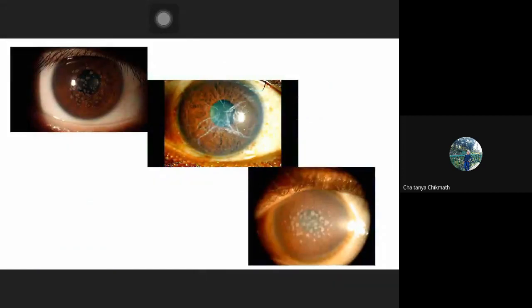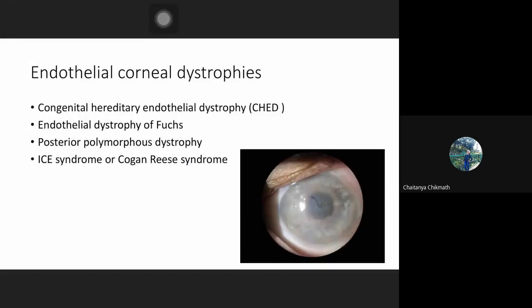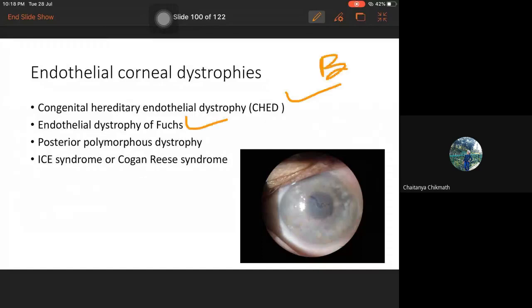Then we have the endothelial dystrophy. The endothelial dystrophies are 4 types. There are so many major ones. Out of these, the most important ones are CHED and endothelial dystrophy of Fuchs. CHED occurs in newborn babies. It's a congenital endothelial dystrophy which causes corneal edema by birth. But the endothelial dystrophy of Fuchs is seen in elderly patients.